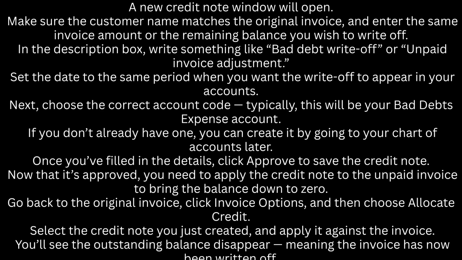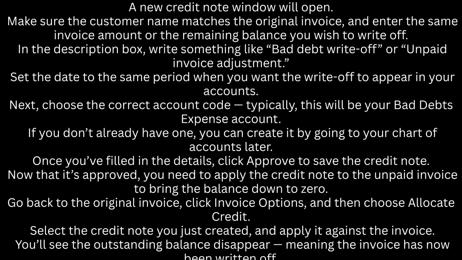Click on Invoice Options in the top right corner and select Add Credit Note. A new credit note window will open. Make sure the customer name matches the original invoice, and enter the same invoice amount or the remaining balance you wish to write off. In the description box, write something like bad debt write-off or unpaid invoice adjustment. Set the date to the same period when you want the write-off to appear in your accounts.